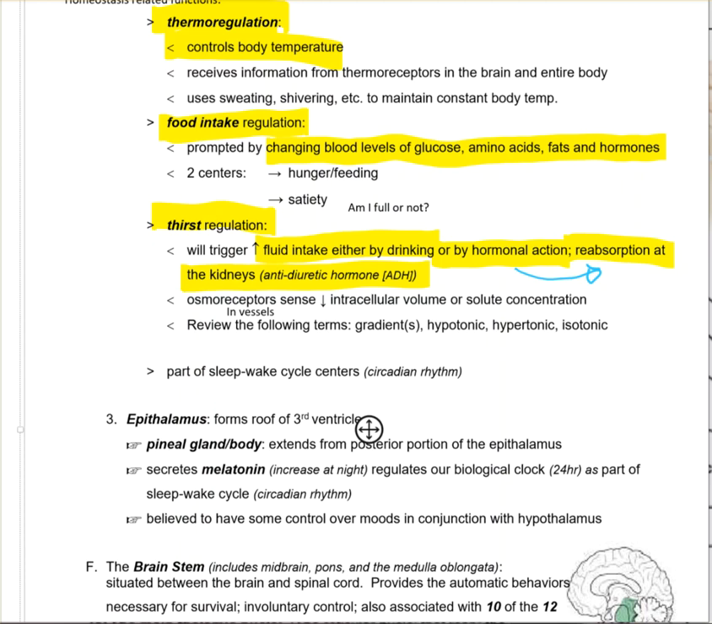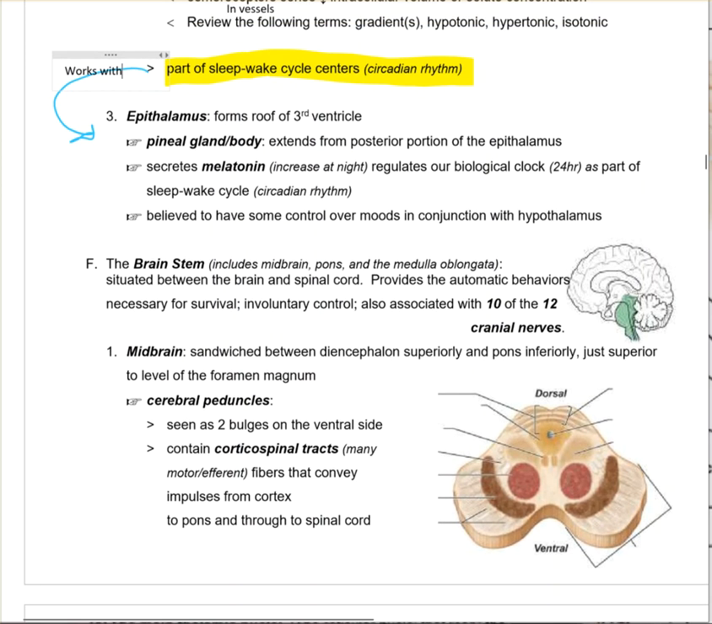The fourth thing that it does is it's part of the sleep-wake cycle, our circadian rhythm, and it works with its counterpart, the epithalamus, to do this. The epithalamus has another name that you might have heard of more, which is the pineal gland. It's only part of the epithalamus, but that's the part that we think of the most. And what the pineal gland does is it secretes melatonin.